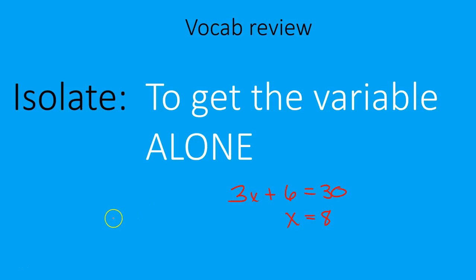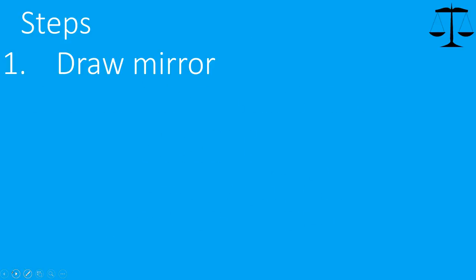Even if I wrote this backwards, if I wrote 30 = 3x + 6, instead of moving stuff to the right-hand side, now we're going to be moving it to the left-hand side. Again, the point is to get x by itself, to isolate it.